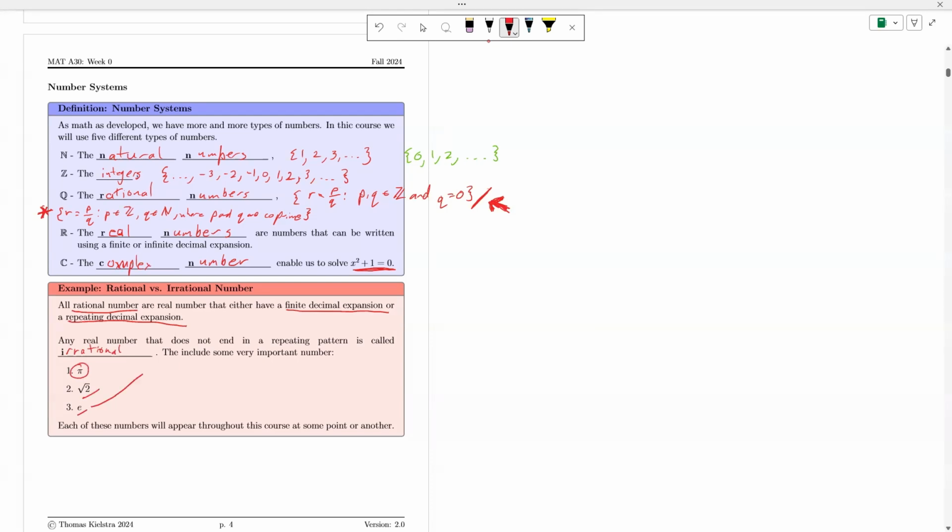Now, pi and e are very important in calculus. We will be using these two irrational numbers very often.